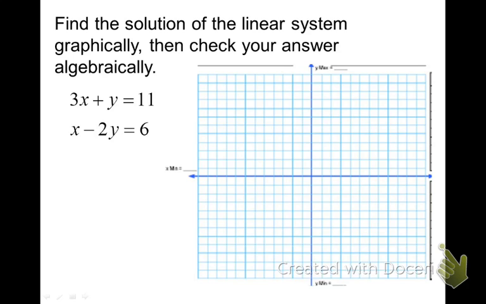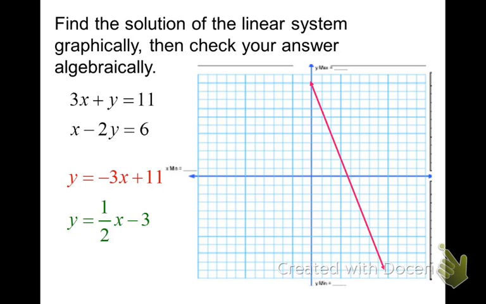So here's our example. We got 3x plus y equals 11 and x minus 2y equals 6. You can graph these any way you want, but I'm going to start by graphing these using slope-intercept form. So I'm going to put them in slope-intercept form. In the red equation, my intercept is going to be 11, my slope is going to be negative 3, so there's my red equation. In my green equation, my slope is positive 1/2, my intercept is negative 3, so I start at negative 3, and I'm going to go up 1 over 2, and then I look at the graph.